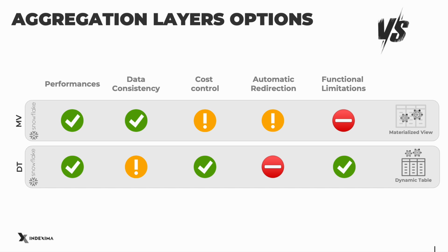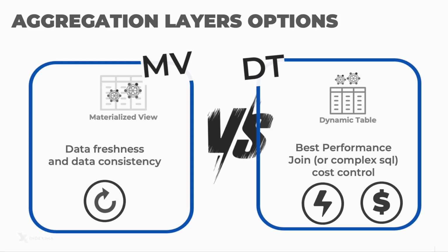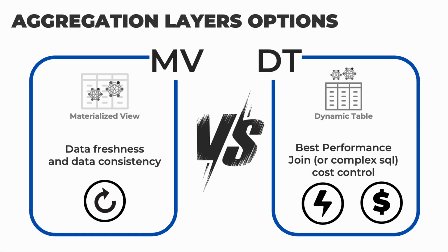MVs have a lot of them, while DTs don't. That's a very analytical reading of the 5 criteria. If we try to take stock of all this, what does this mean for the analyst and for your use cases? To date, the Indexima team recommends that you use MV if the most important thing for you is data consistency and a very fast refresh of your data.